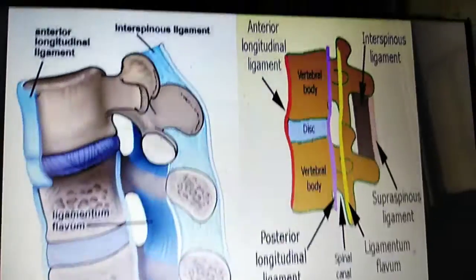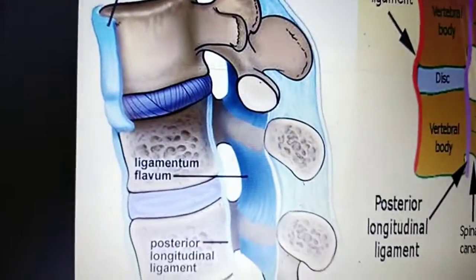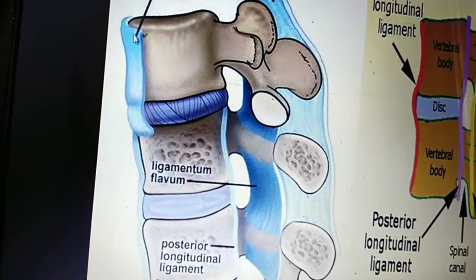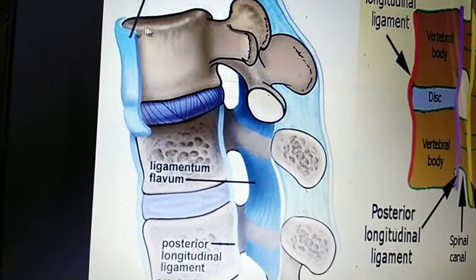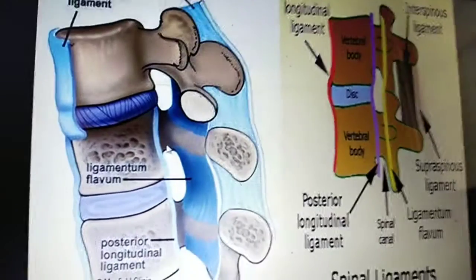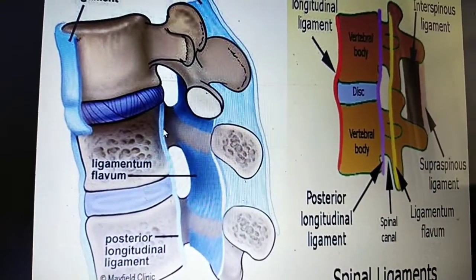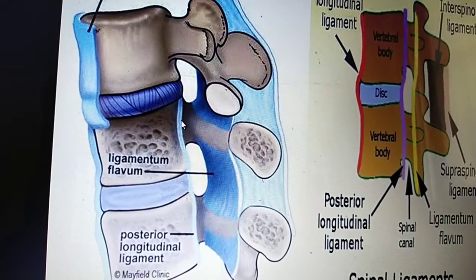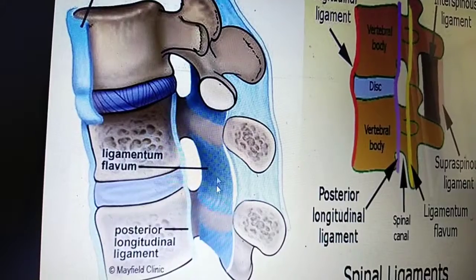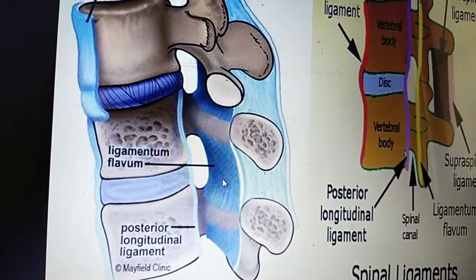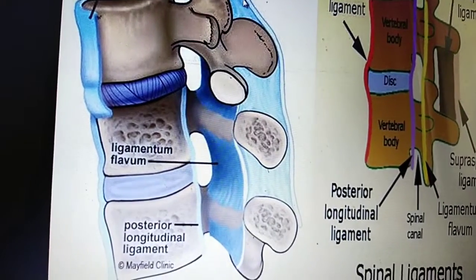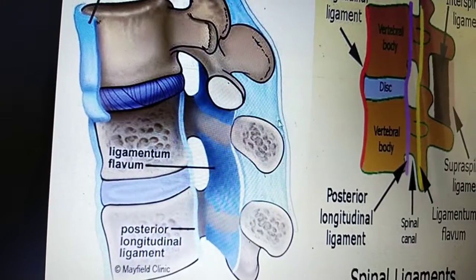Go to the next slide. You can see clearly here, this is the anterior longitudinal ligament. It covers the body of the vertebrae. And you can see the posterior longitudinal ligament. In between the laminae, this is the ligamentum flavum. And between the spinous processes you can see the interspinous ligament.